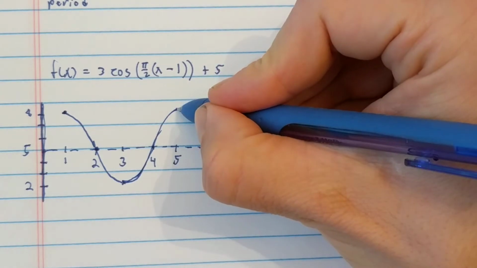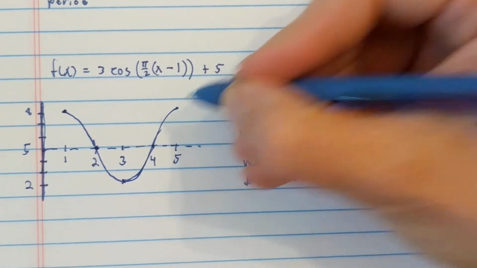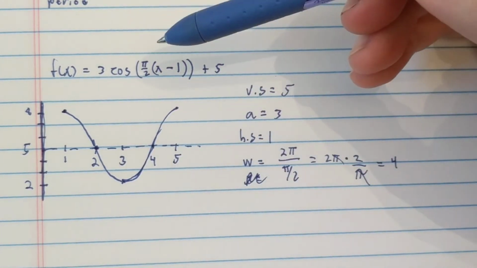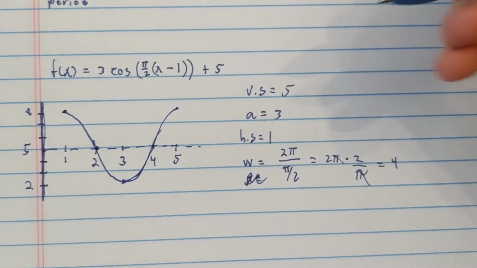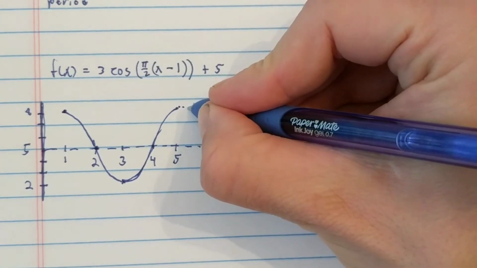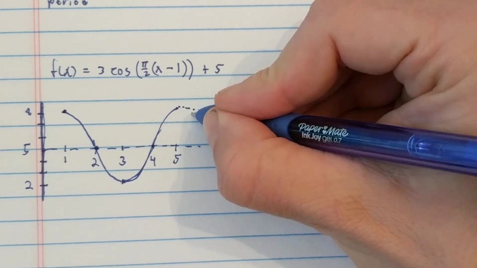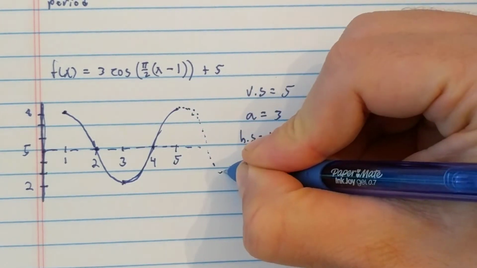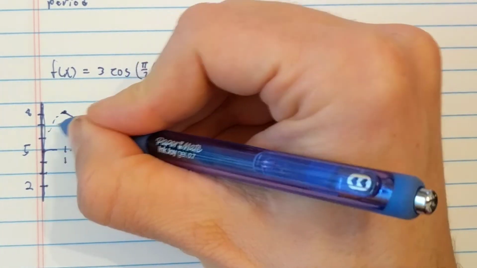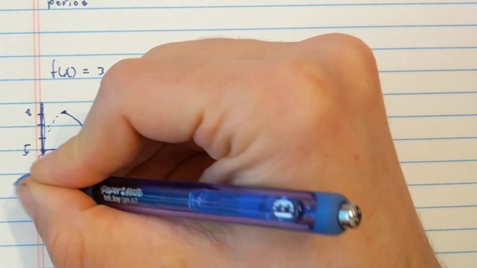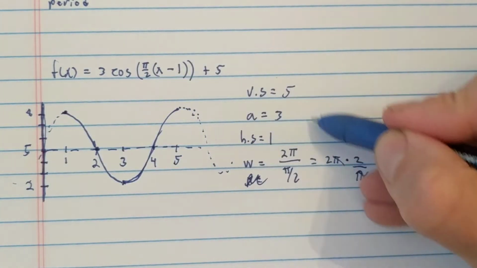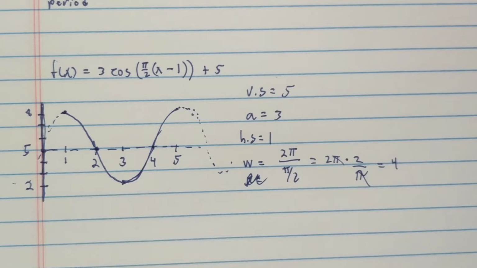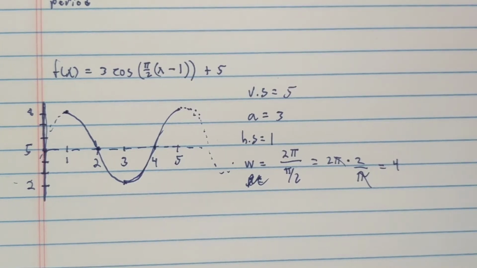Now, obviously, it's only one wave. The whole point of using periodic functions like cosine and sine is the fact that they actually do continue, right? So this wave would in fact continue, but I'm only asking you to graph one wavelength, but it would in fact continue this way and continue this way forever and ever. But we only need one wavelength, and that's how you graph cosine.